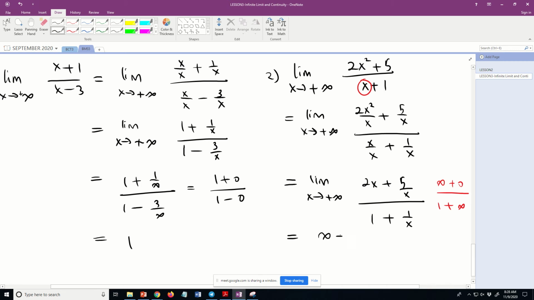Okay, infinity plus 0 over 1 plus infinity dah 1 over 0. So last answer ialah sama dengan infinity. Okay, so since positive, it's okay lah. So saya dapat positive infinity. Okay, so this is answer question number 2.